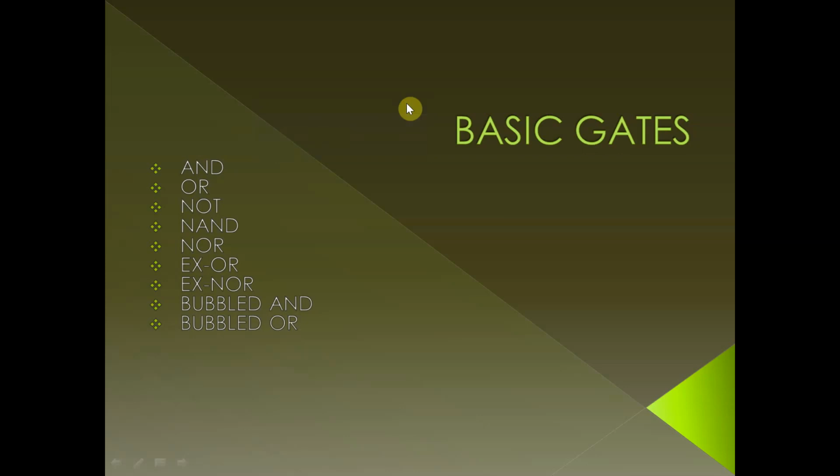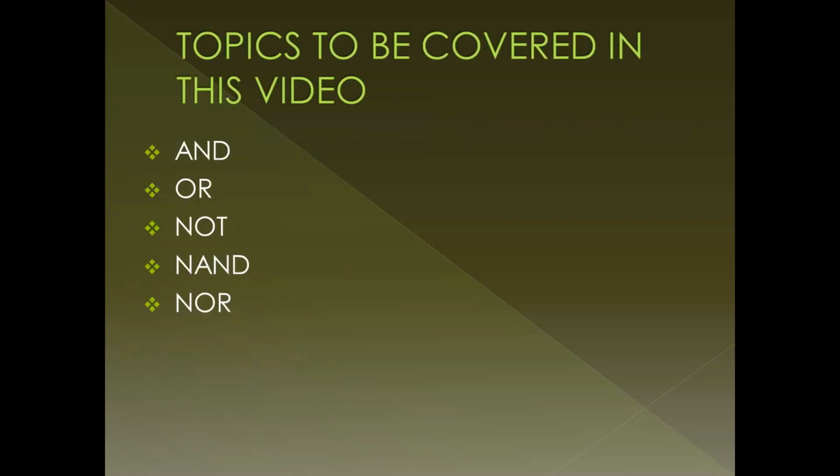Hello friends, today we are going to look into the basic gates. So what are all the basic gates? Basic gates are AND, OR, NOT, NAND, NOR, XOR, XNOR, bubbled AND and bubbled OR. Now we'll see one by one what are all these.